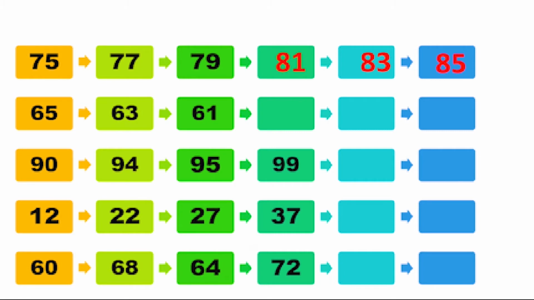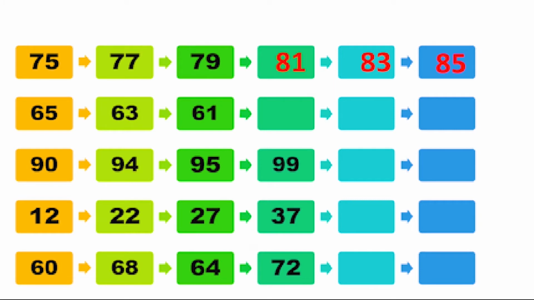The next example. 65, 63, 61. What do we do? Do we make the numbers bigger or smaller? Is the number growing or not? No, these numbers are not growing. It becomes smaller than the previous one. 65, 63. We're moving backward, not forward.